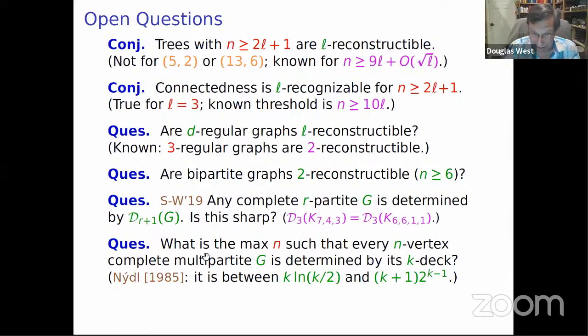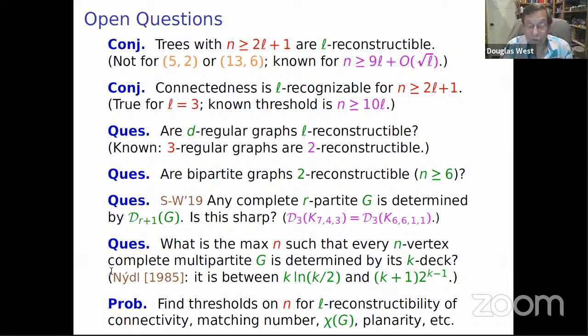Nedela had this question: what is the maximum number of vertices n such that every n-vertex complete multipartite graph is determined by its k-deck? This value of n is somewhere between k log k and k times 2 to the k. So there's a huge gap here. That was all Nedela showed about it.